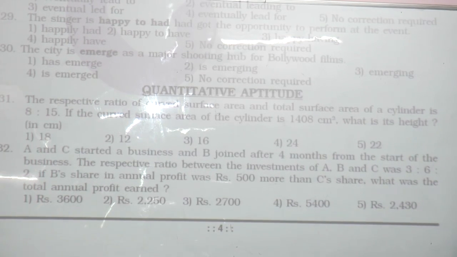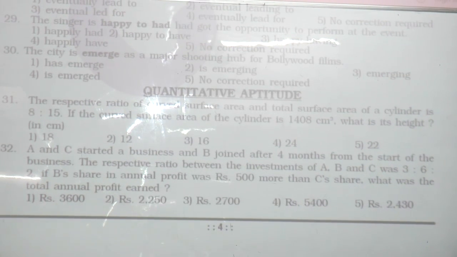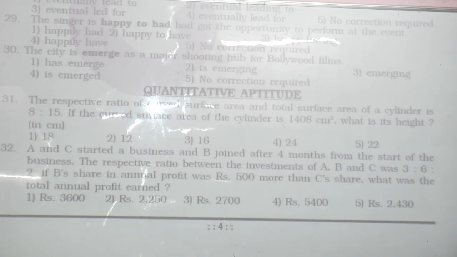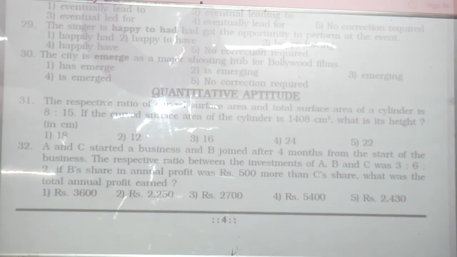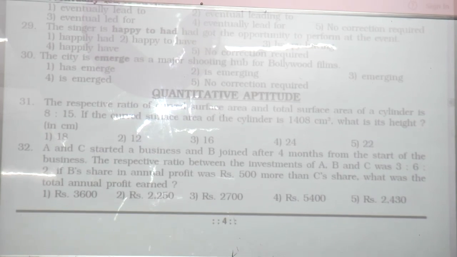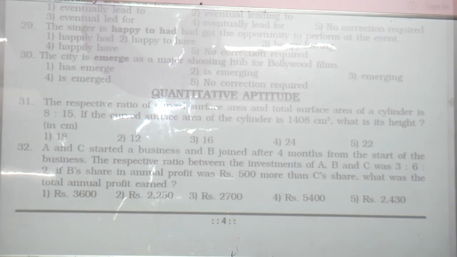The respective ratio of curved surface area and total surface area of a cylinder is 8:15. Curved surface area of the cylinder is given as 1408. What is its height?